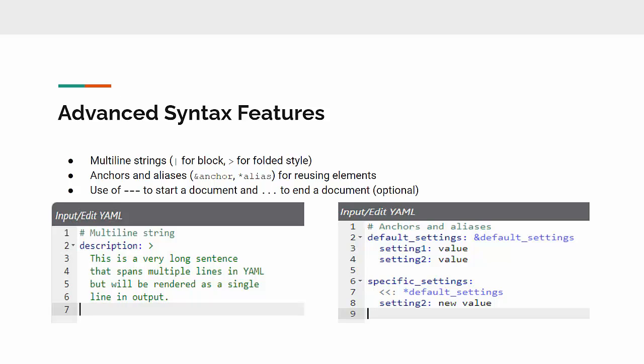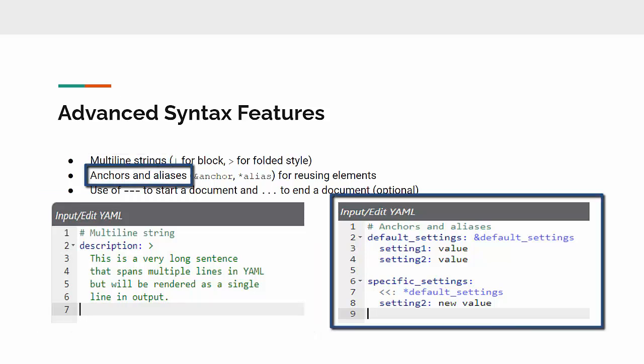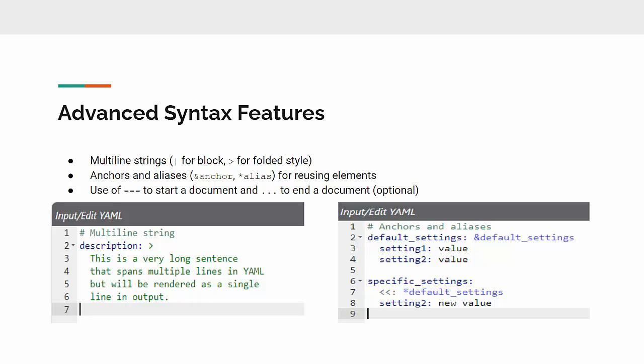YAML also offers advanced features for more complex scenarios. Multi-line strings can be neatly formatted using the greater than sign, while anchors and aliases allow us to reuse configurations and maintain consistency across our documents. These features demonstrate YAML's power in reducing redundancy and simplifying configurations.